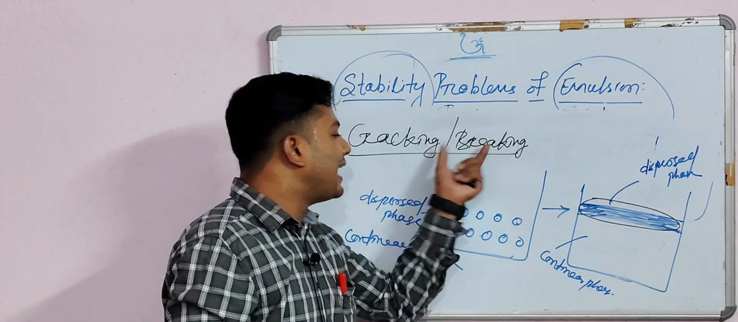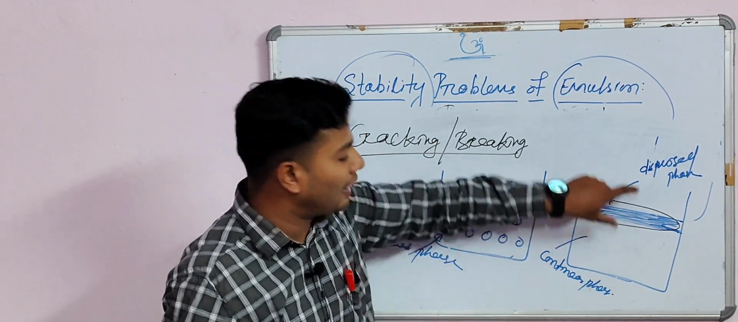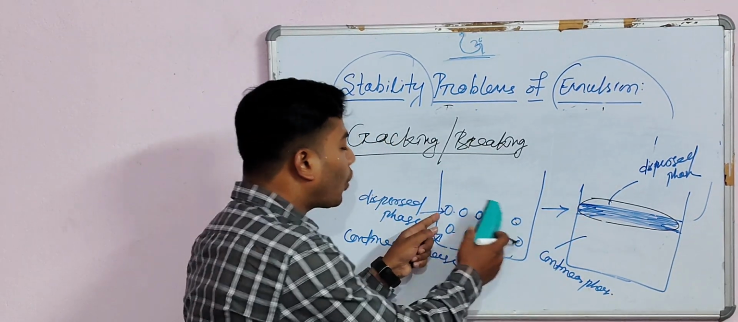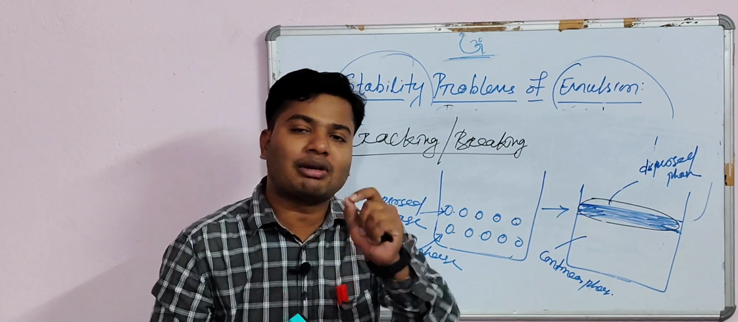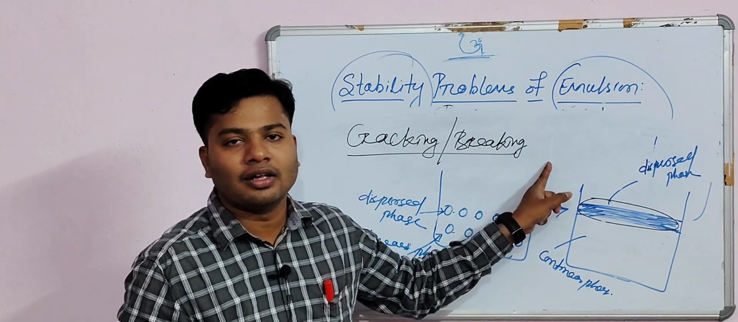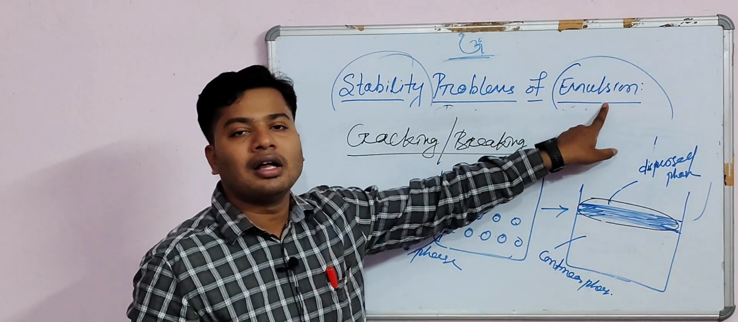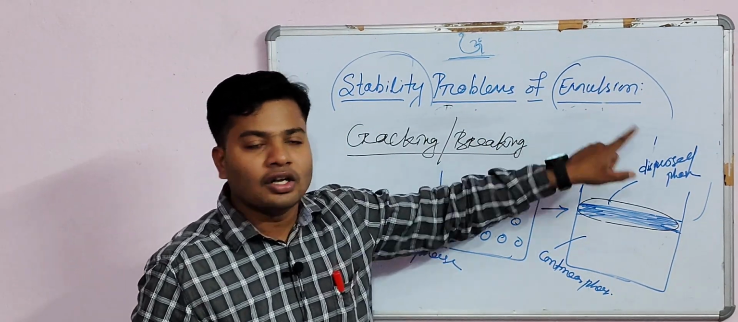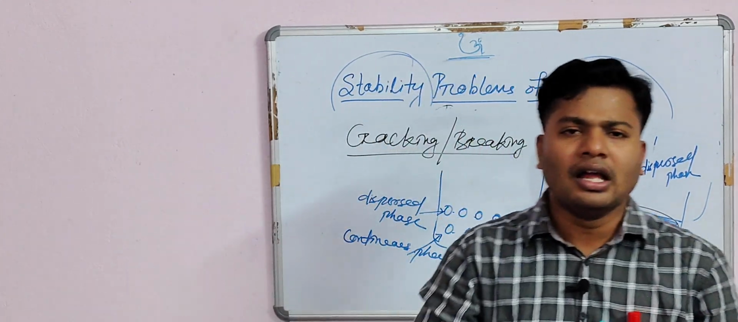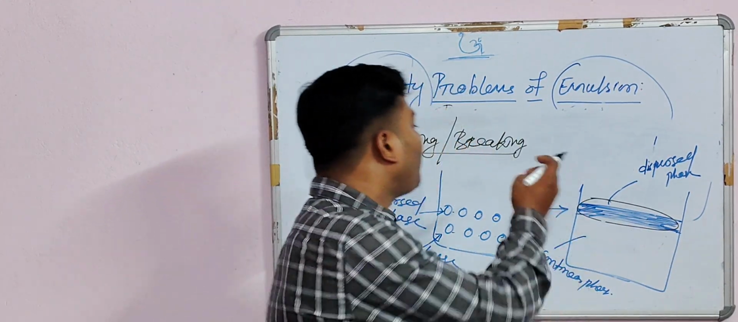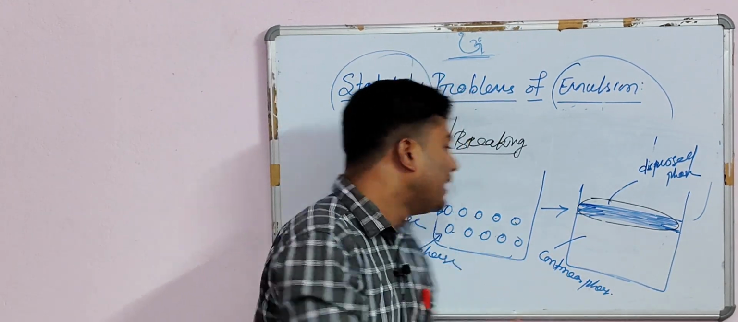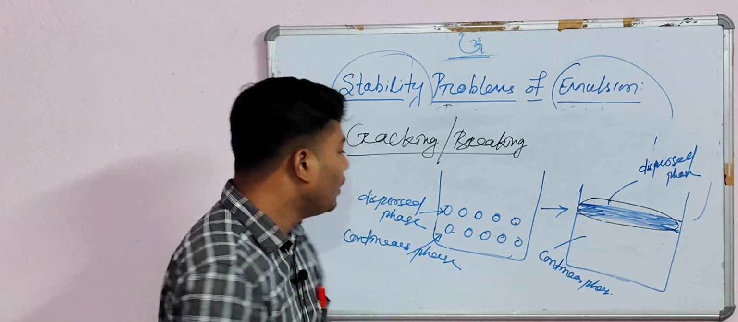Clear? So it is the complete separation of two layers. This one is the dispersed phase and this one is the continuous phase, due to coalescence of dispersed globules during the storage condition. That is known as cracking, or breaking, and that cracking leads to the instability of an emulsion. Clear? So now come to the point: why does cracking occur, or what is the reason behind cracking? There are so many reasons why cracking will be formed. So what are the reasons?